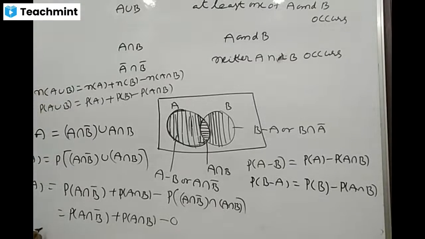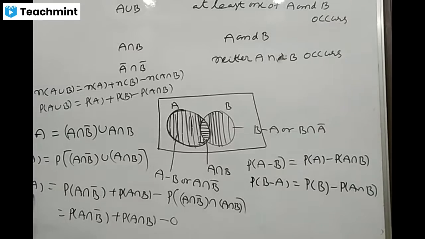So this implies P of A intersection B bar is equal to P of A minus P of A intersection B. Okay, friends. This is the proof of P of A minus B. So P of A intersection B bar means P of A minus B. P of A minus B is equal to P of A minus P of A intersection B.